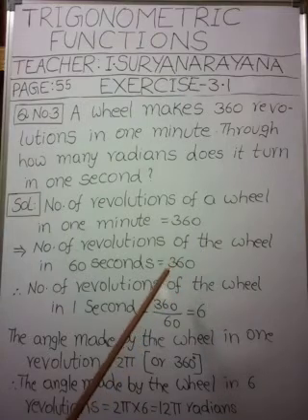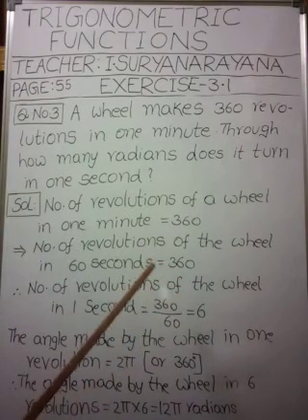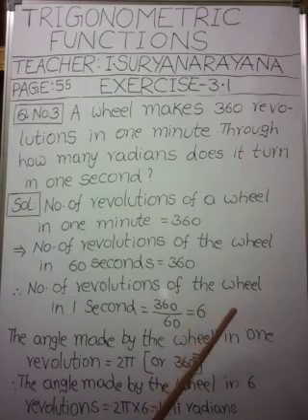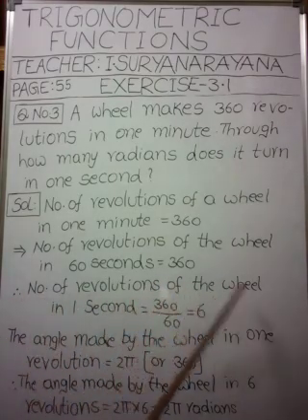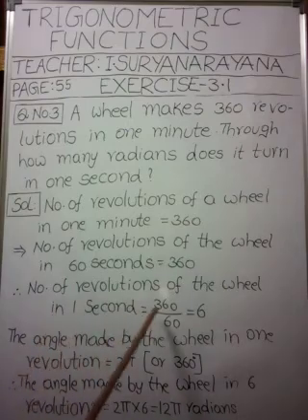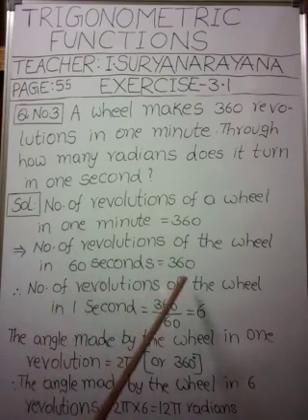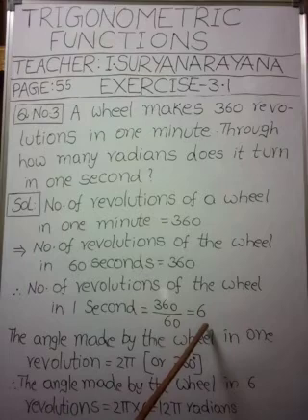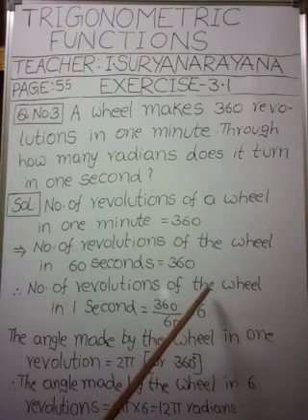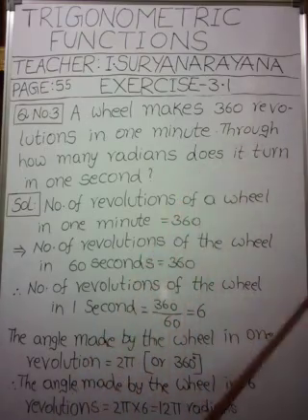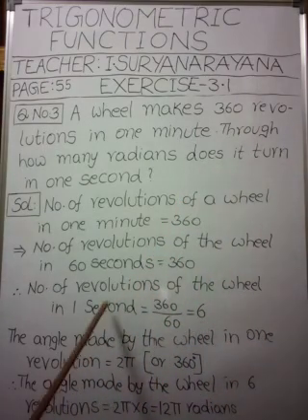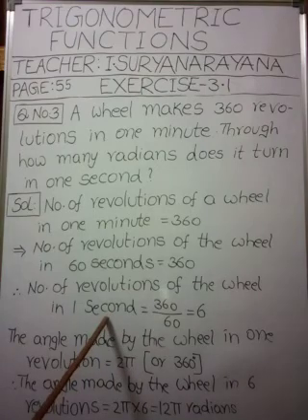Now let us find how many revolutions are made by the wheel in 1 second. Therefore, number of revolutions of the wheel in 1 second is equal to 360 by 60. That is equal to 6. Understood this step, my dear children? It means the wheel rotates completely 6 times in 1 second. Understood this step?